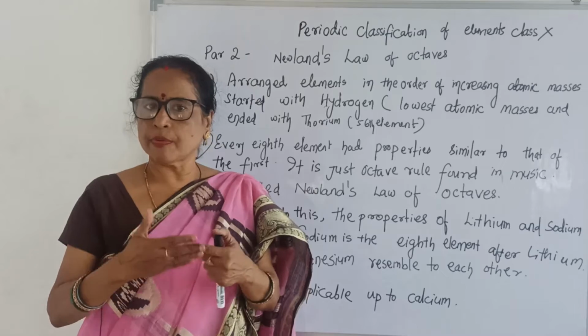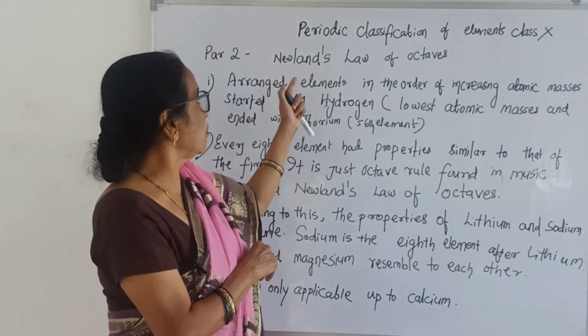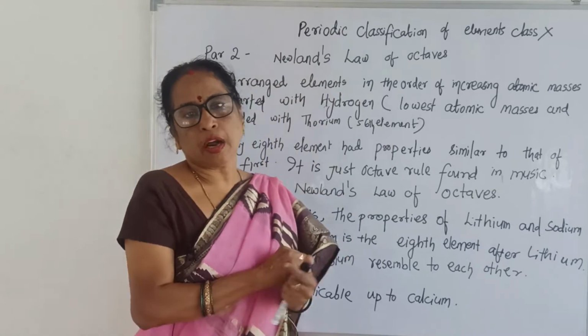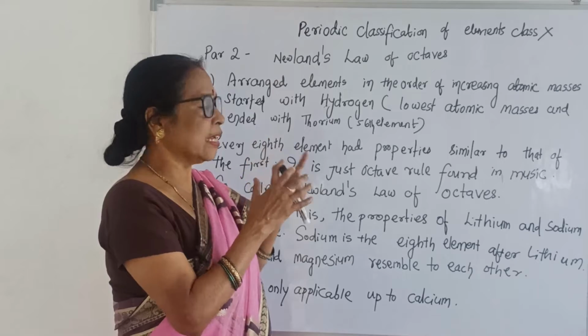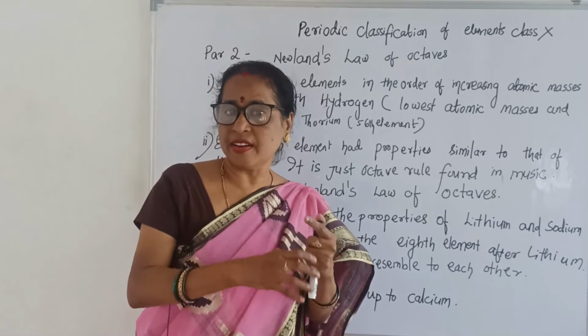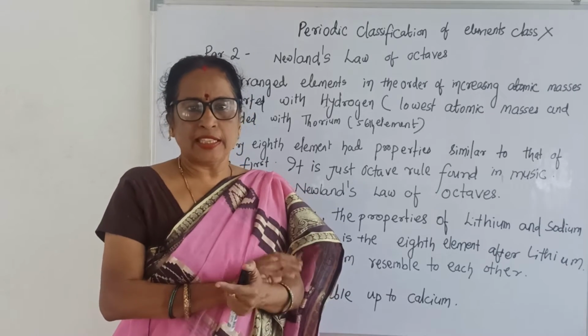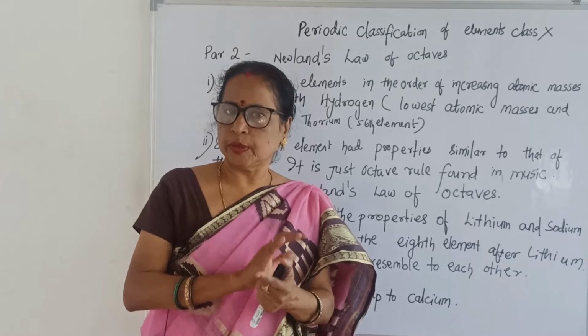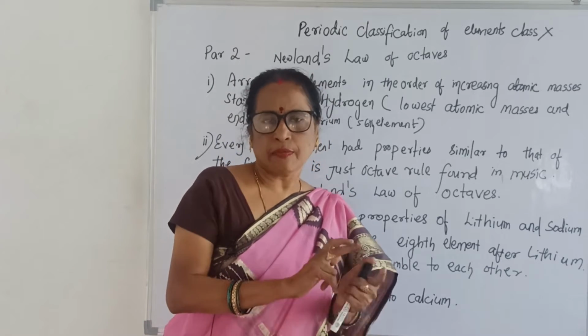The idea of the music octave was given to the periodic table by the scientist named Newland. Newland observed that if one element is similar to the 8th element, then that is Newland's law of octaves. It follows the rule of the law of octaves: after 8, similar to the first.